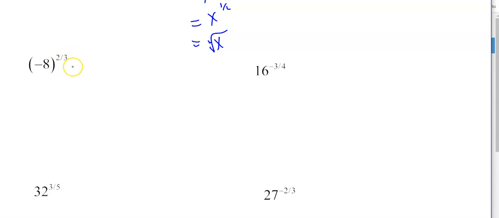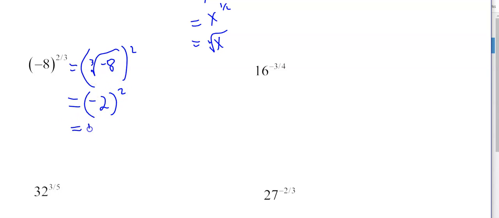So this one's a little tougher. It might help you to write it in radical form. So this would be the third root of -8, all to the second power. Let's do that in 2 steps. Cube root of -8 is -2. -2 squared is +4. I didn't have to write that as -2 to the third because I knew the cube root of -8 is pretty easy.